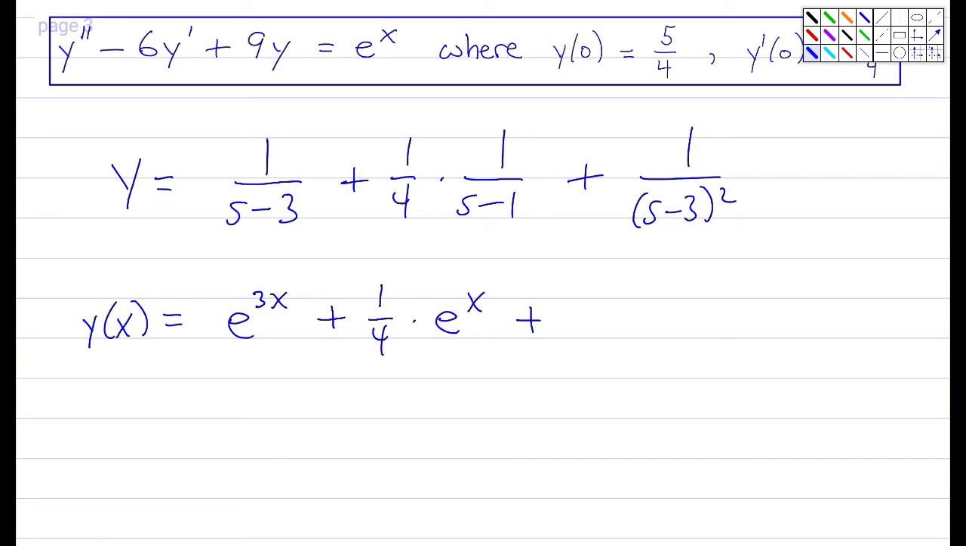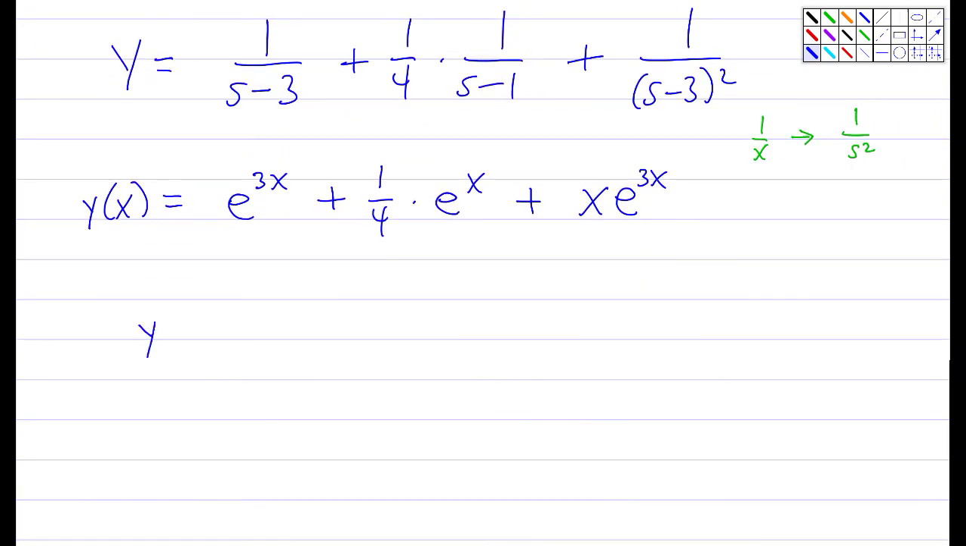Now this next term looks a little tricky. I do know that the transform of x is 1 over s squared. So this looks almost like that, except instead of s, it's s minus 3. That's just a shift. So we know, therefore, that this is just the function x e to the 3x. There we go. If you want to write it a little more nicely, we could say this is x plus 1 times e to the 3x plus 1/4 times e to the x.